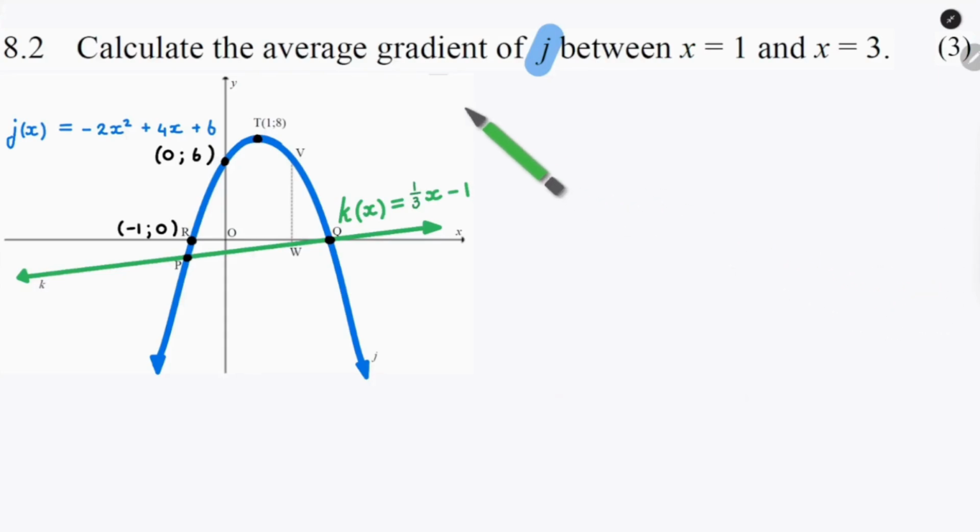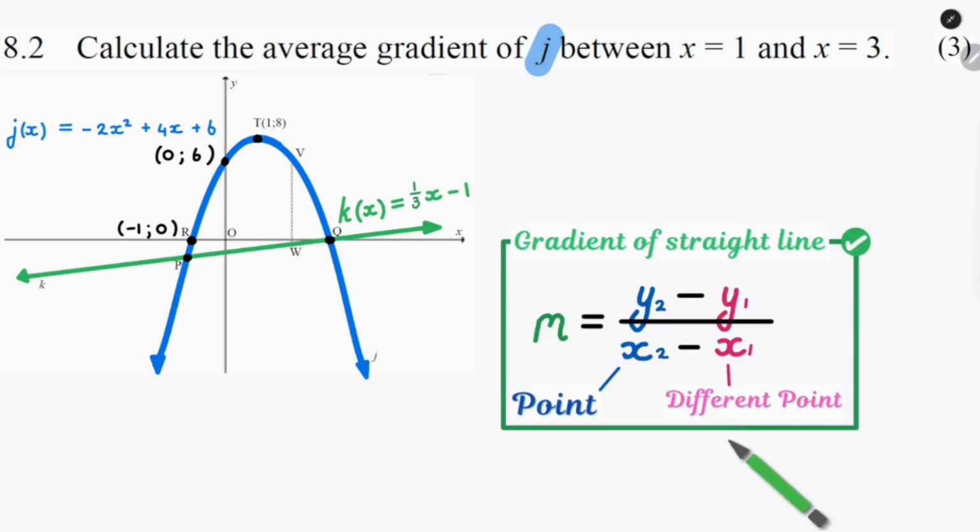In the next question, we need to calculate the average gradient of j between the x value of 1 and the x value of 3. To calculate average gradients, we just use our gradient formula. So we're going to need 2 points, and they're specifying the points here. So they want the points at x equals 1. Do we have that point? We do indeed. It's t. So we have the first point that we're going to put into the gradient formula.